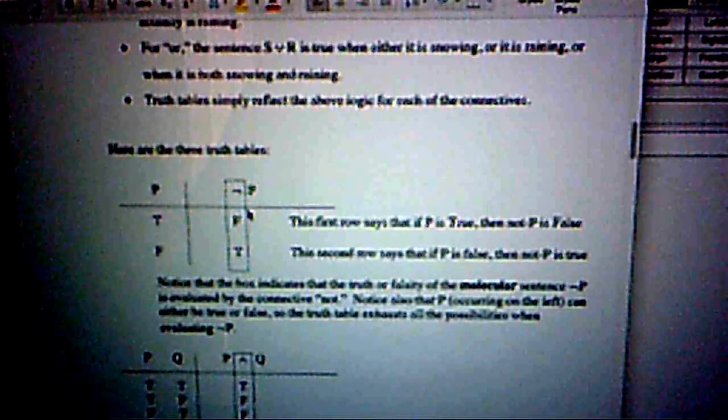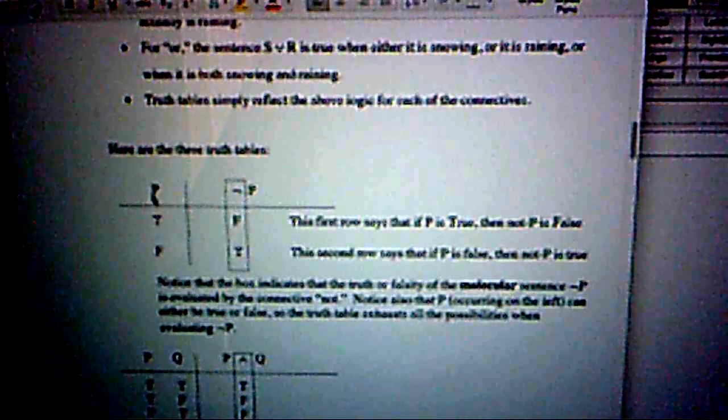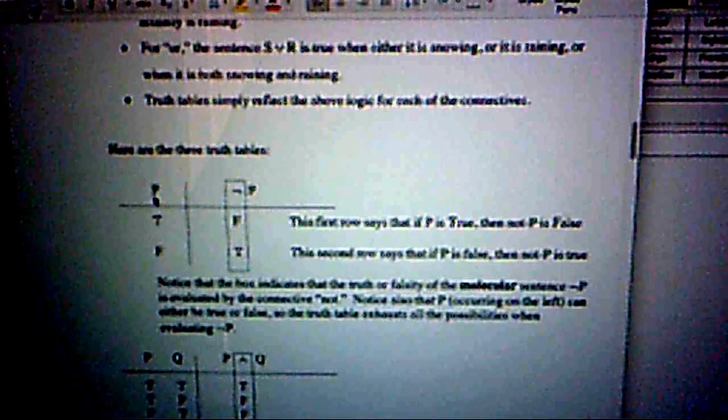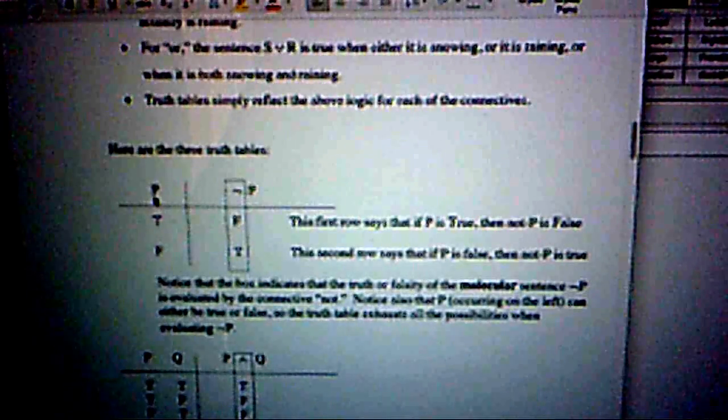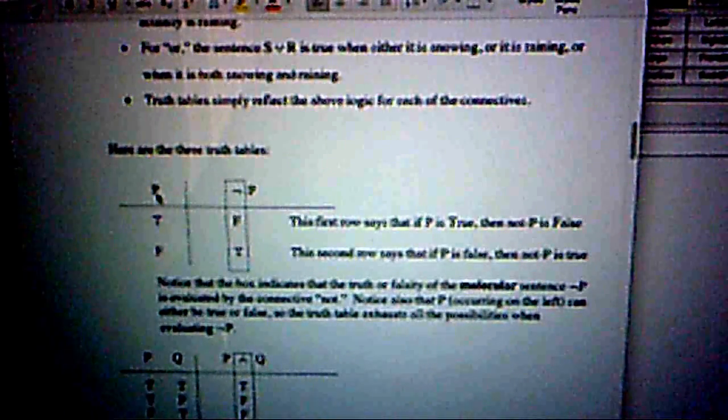So let's just look right here at this first truth table. The truth table for not, which gets at the logic of not, says on the left side you have some component atomic sentence. I have here P. P is any sentence whatsoever. Let's use S for it's snowing, right?